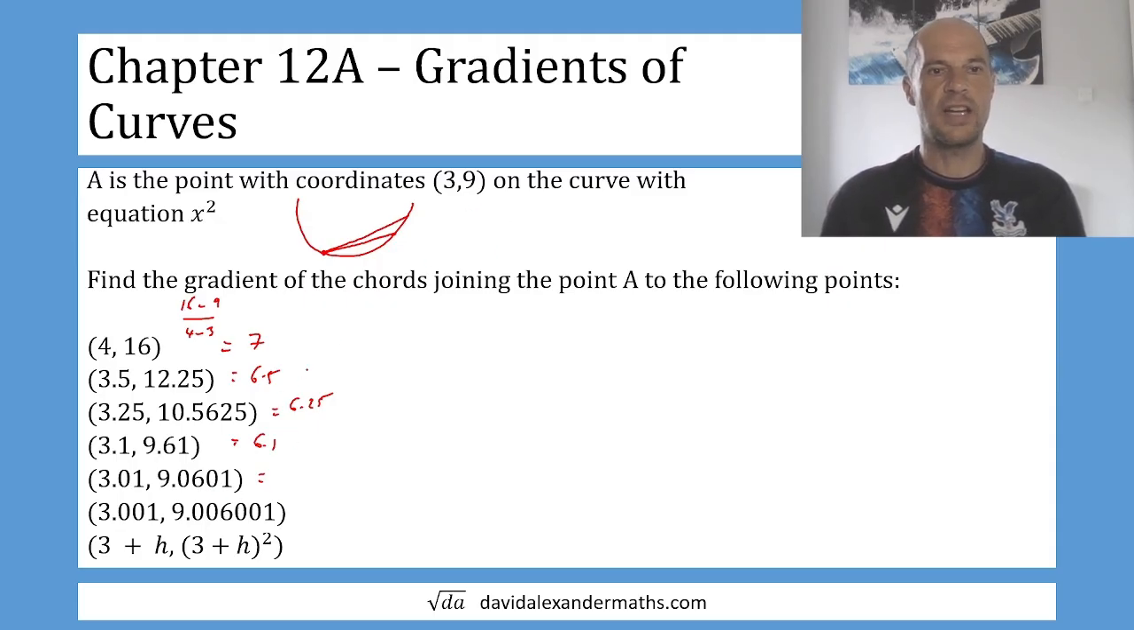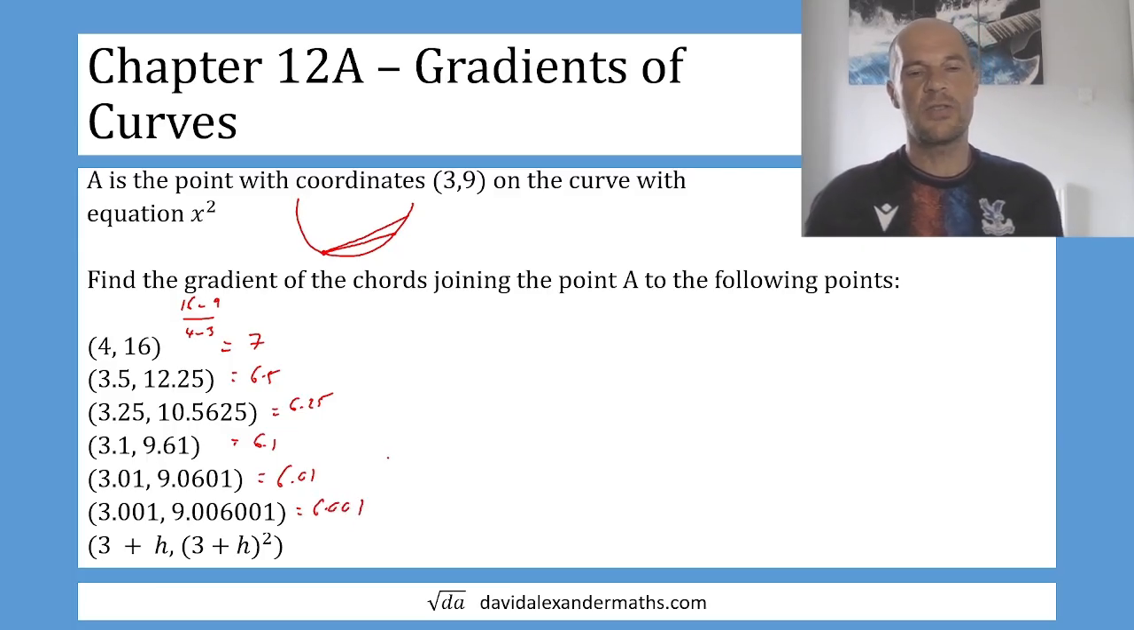9.0601 take away 9 divided by 3.01 take away 3. We are getting 6.01, so it's getting close to 6 but not under 6 yet. 9.006001 take away 9 divided by 3.001 take away 3, 6.001. So it's getting closer to 6, but so far it hasn't gone under 6.